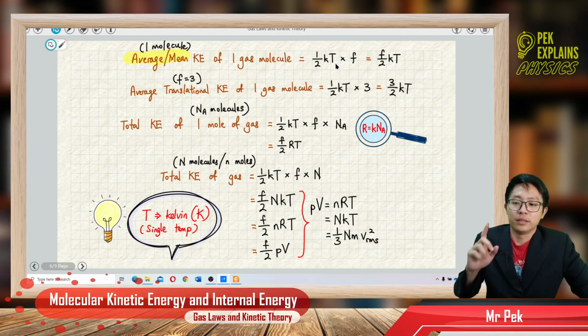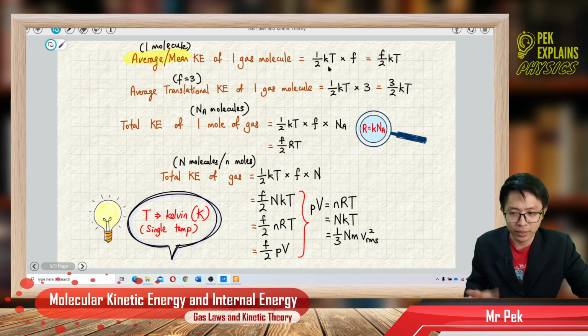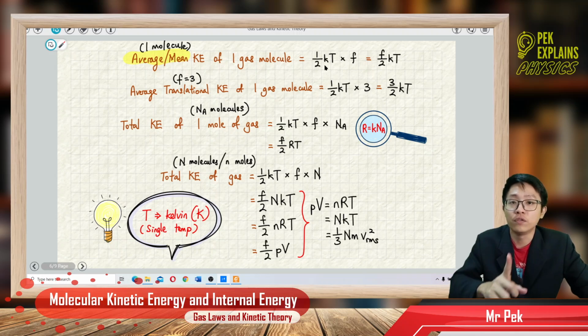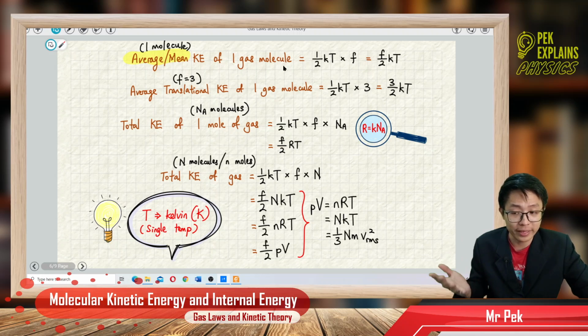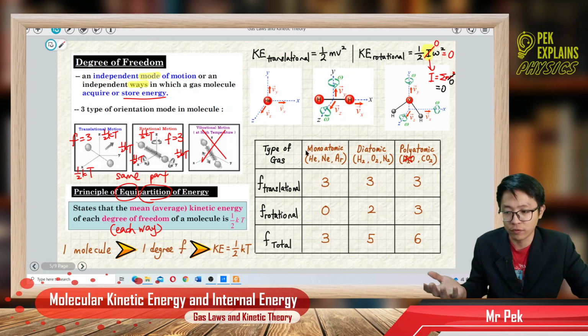we start with half kT. What is half kT again? Half kT is the energy for 1 degree of freedom, isn't it? But for one gas molecule, it has many degrees of freedom, depending on what type of gas. Either it's monoatomic, or diatomic, or polyatomic. If monoatomic, it has 3 degrees of freedom. Diatomic is 5 degrees of freedom. If polyatomic, it has 6 degrees of freedom.